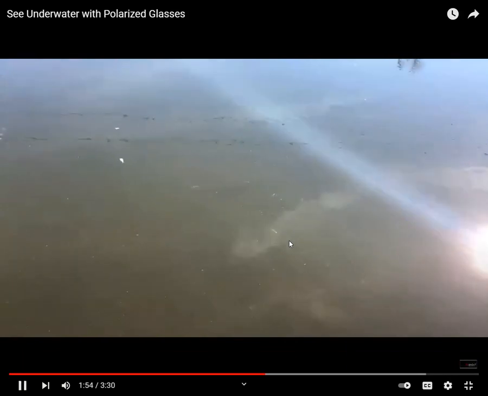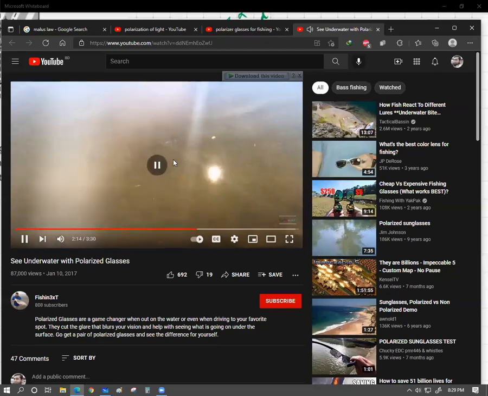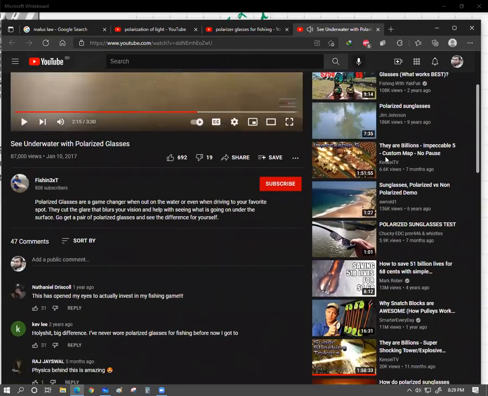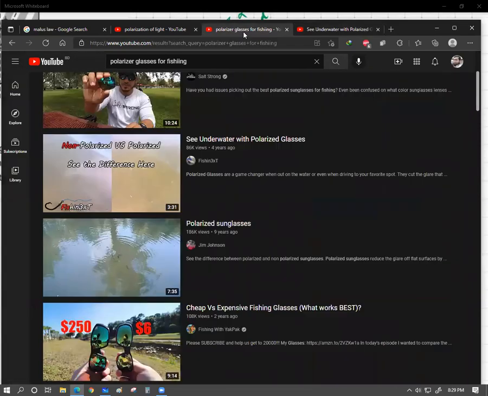So no polarized, polarized. If you don't have polarized glasses, you're missing a lot of fish out there. You're not gonna see the structure. You're not gonna see the rocks. You're not gonna see what you're doing out here. And that's half the game. If you can see it, you can cast right to the fish. You can do some sight casting. So this is awesome, sir.